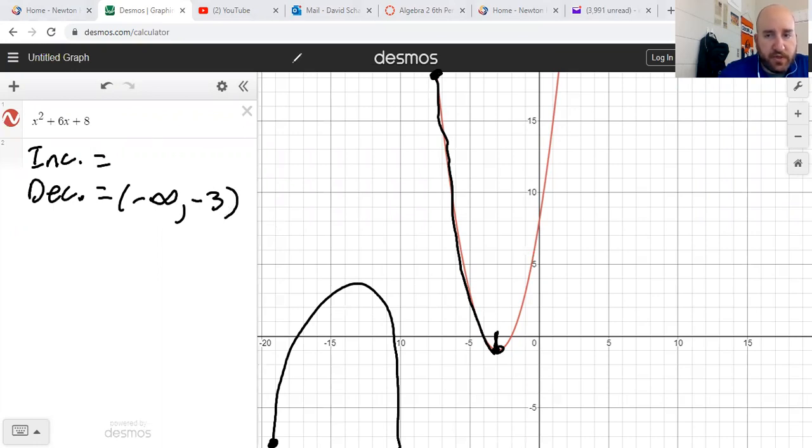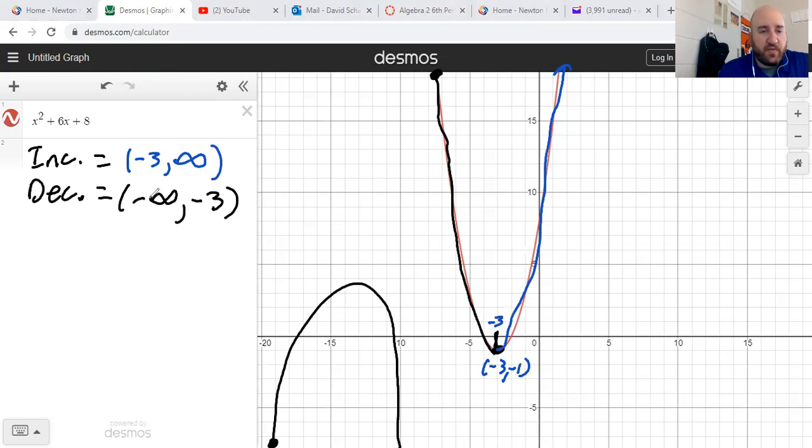The increasing portion, so now my graph starts to go up, and again, it's going to go up forever and right forever. So it's going to keep going up from -3x. This is -3x right here. Again, the vertex is (-3, -1). From -3x to positive infinity x.